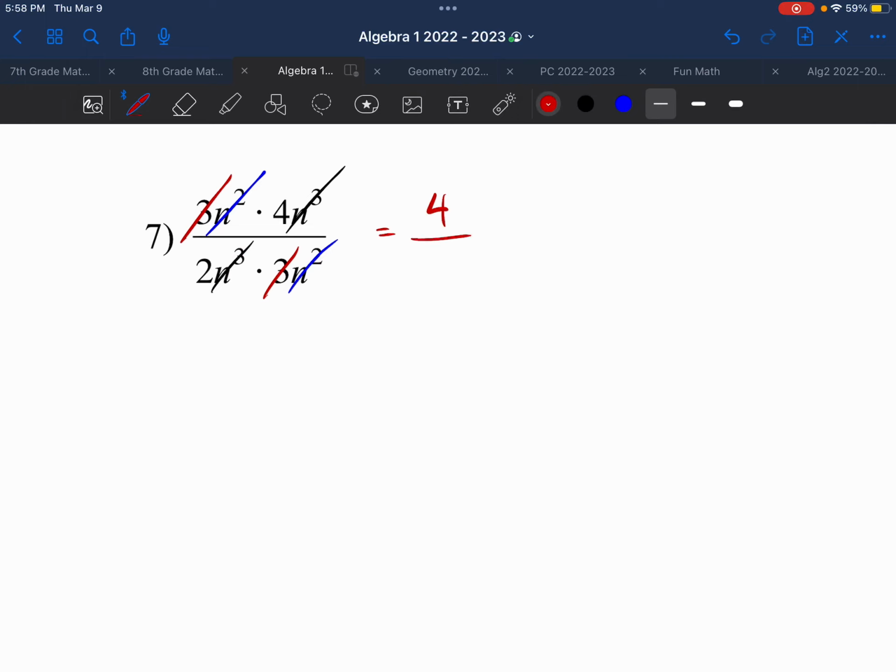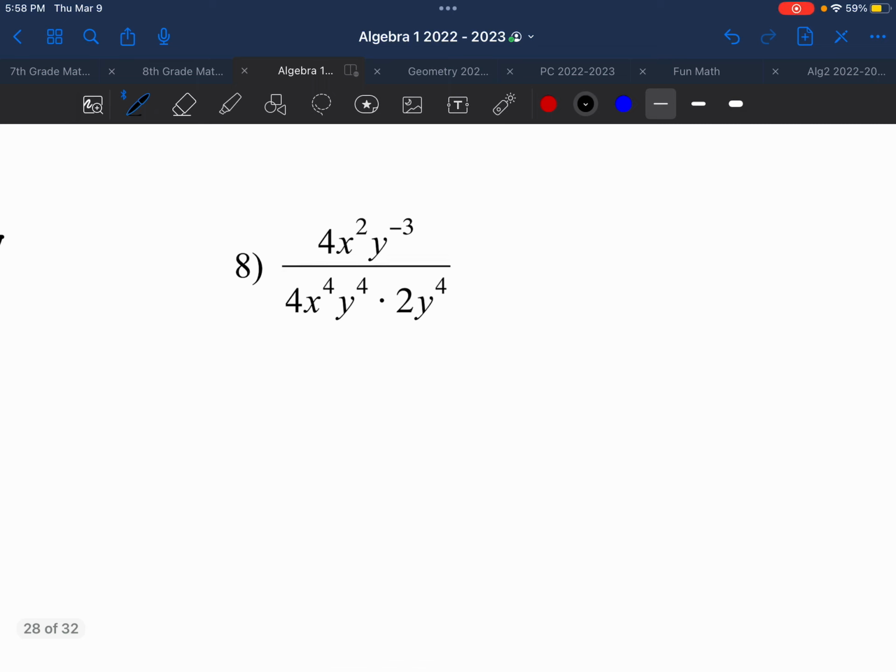Anything you see that is multiplied in the top and the bottom, cross them off. All right. Number 8. Again, I'm going to use that same trick of, do you see something that's the same in the top and the bottom? I see a 4 and a 4. Those are the same. Cross it off. Cross and cross. Do I see anything else that's the same?